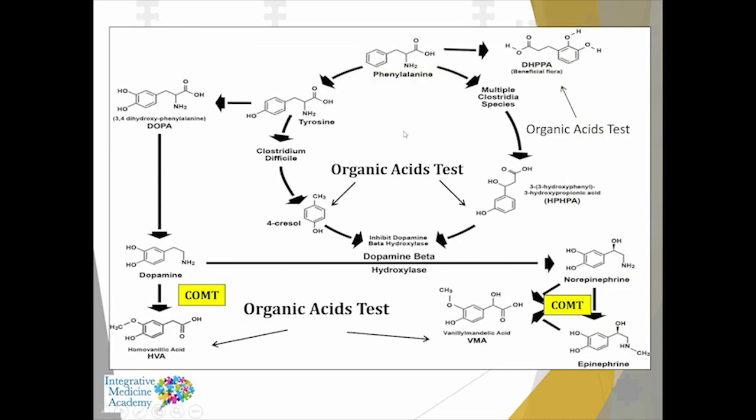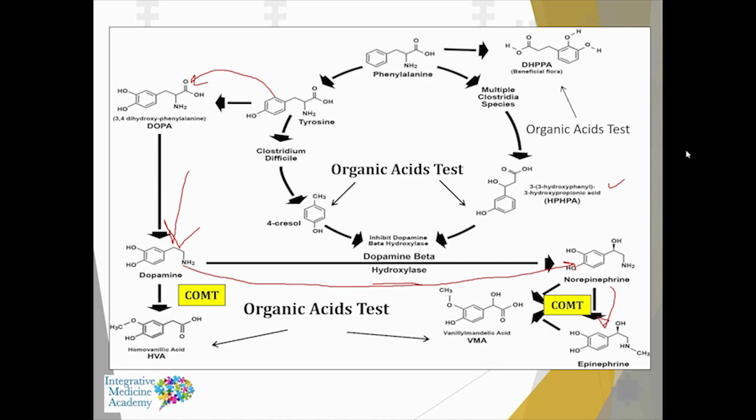If we orient ourselves here, we've got phenylalanine up top, we've got tyrosine, and then we've got the byproducts of Clostridia production, and that's our 4-creosol and our HPA. But in a normal fashion, phenylalanine can become tyrosine, which becomes dopa, which becomes dopamine. Then we have this enzyme, dopamine beta hydroxylase, which allows us to convert dopamine to norepinephrine, and that norepinephrine can also become epinephrine or adrenaline.